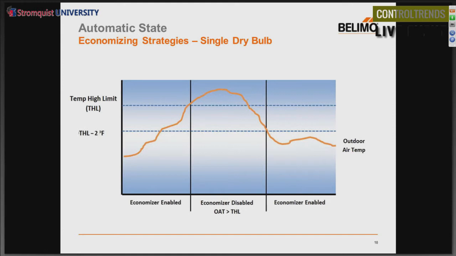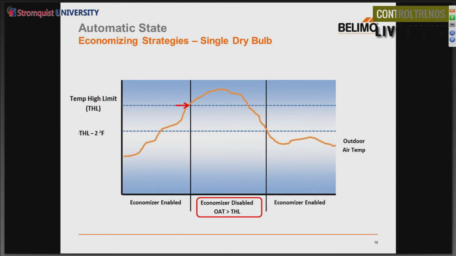Now, bear with me, this graph comes in and out a little bit. In phase 1, if we're looking at this section right here, economizing is enabled. You have the outdoor temperature below the high limit, everything's working appropriately. Now, in phase 2 that's highlighted, that line has surpassed the temperature high limit, which is set by ASHRAE. So economizing has been disabled.